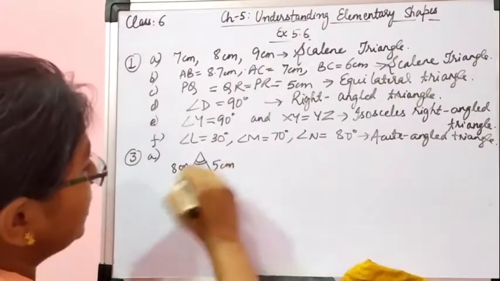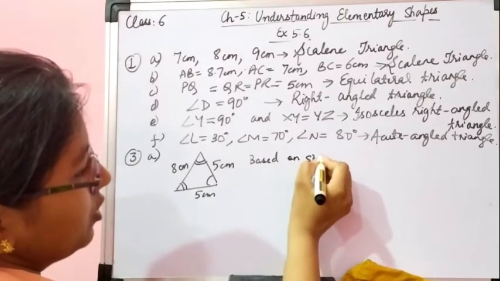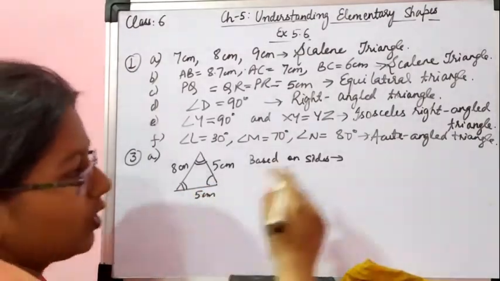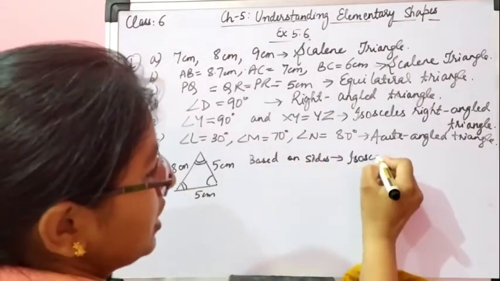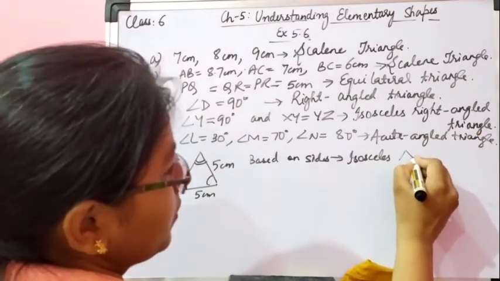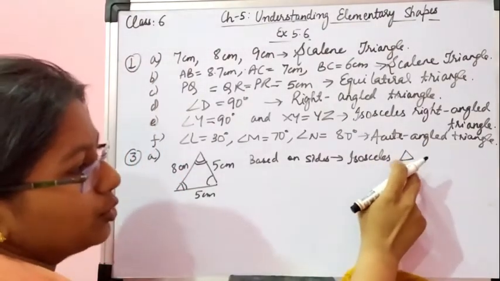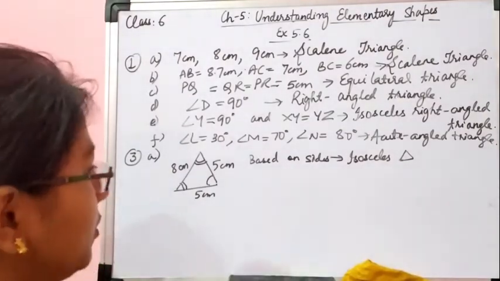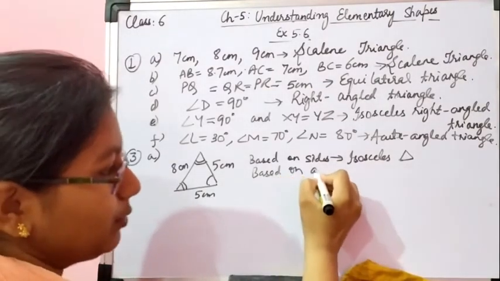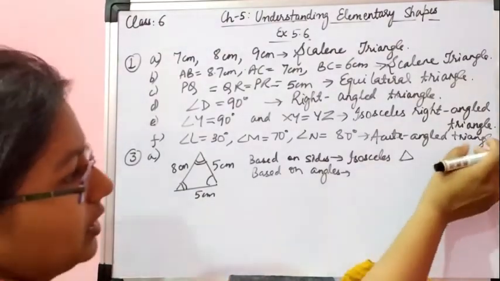Okay, so how we will do these questions? First we will write based on sides. Okay, based on sides we can see 5, 5, 8 means two are equal. So this is isosceles triangle. Now this symbol I will use for triangle. And this is the symbol for triangle, but whenever you will write in notebook, you should not use this symbol. You have to write the complete name. Okay. Now based on angles, I am writing in short way, but you have to write in notebook in a proper way, complete word, triangle.